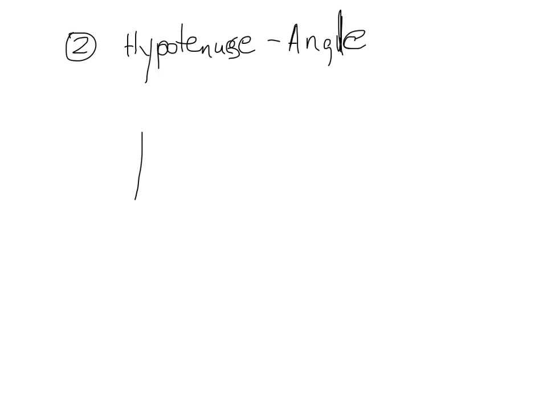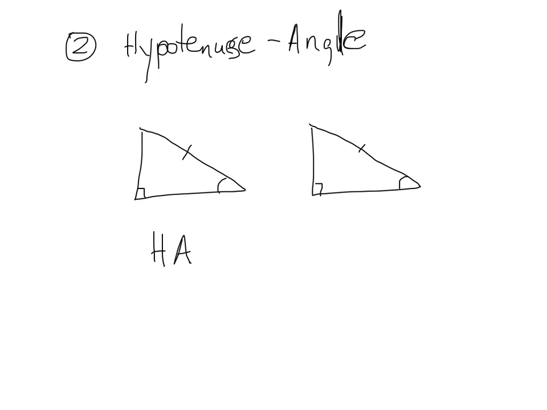So again, if we have a right triangle here and we have another right triangle here, if we have the hypotenuse being congruent to the other hypotenuse and an angle other than the right angle congruent to an angle over here, that is enough to tell us that these 2 triangles are congruent to each other. So we call that the HA congruence, for hypotenuse angle congruence. Alright, there are 2 more, so let's look at those 2 as well.